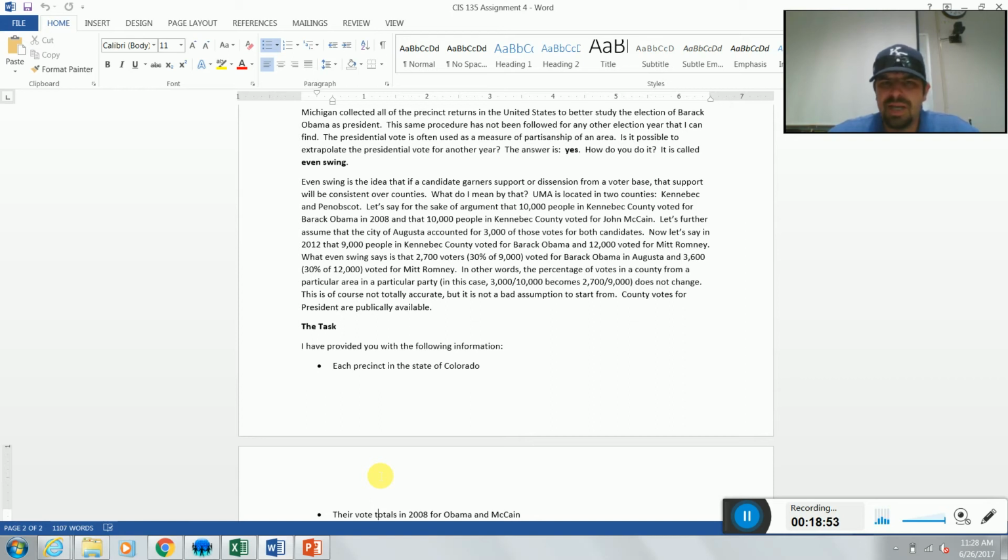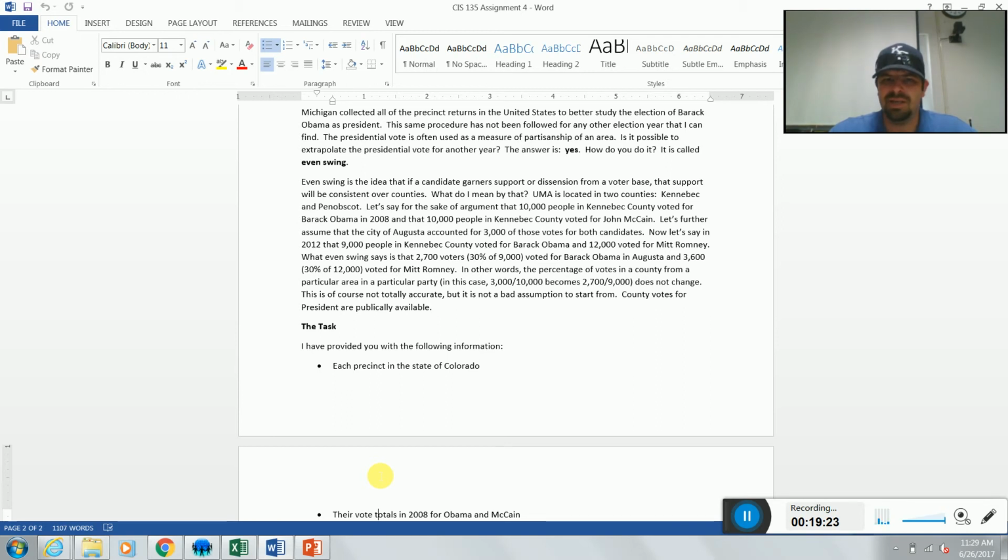Now, let's say in 2012 that 9,000 people in Kennebec County voted for Obama and 12,000 voted for Mitt Romney. Okay, so the baseline has now changed. What even swing says is that 30% of 9,000 voted for Barack Obama in Augusta. In this case that's 2,700. And then 30% of 12,000 voted for Mitt Romney. In this case that's 3,600. The reason for that is Augusta in 2008 accounted for 30% of both of their vote shares for that county.